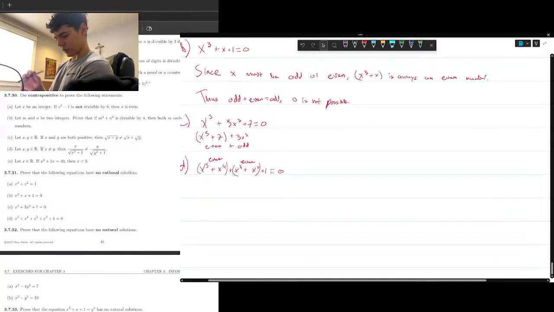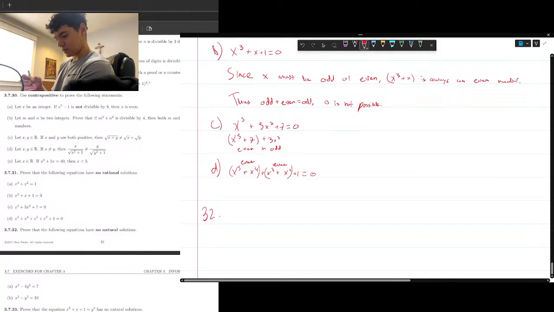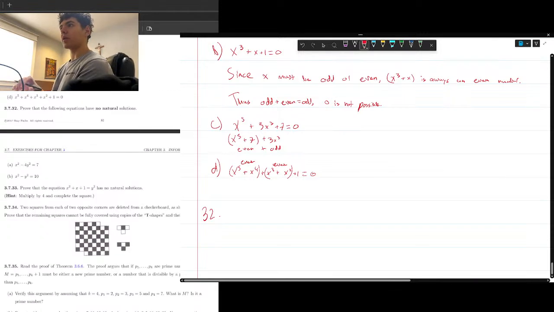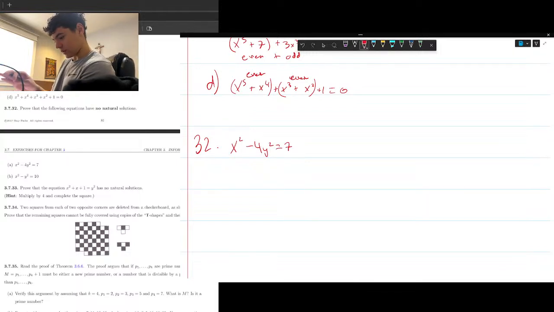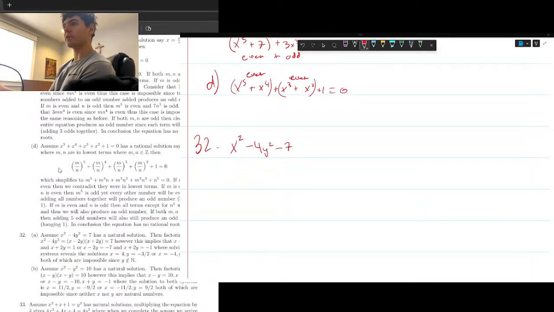Anyways, for now, we're going to go up to 32. Prove the following equations have no natural solutions. Okay, so x squared minus 4y squared is equal to 7. Okay, so this one, interesting. So is this the well ordering principle, I wonder? I'm not going to assume.